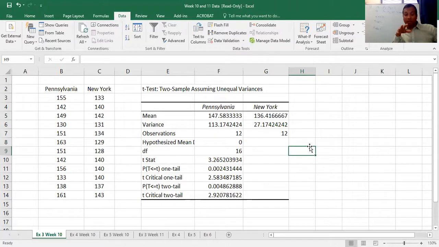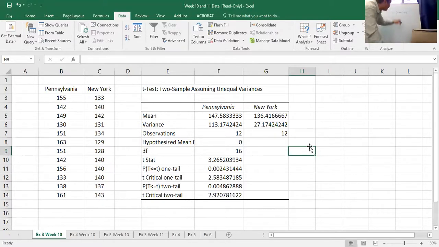Although we do all these things manually and it involves lots of calculation, you see here the degree of freedom is 16, which is lower than 12 plus 12, or 24. If you had applied the manual way of calculating the T stat, you would have got 3.26. So what is the T value you are getting here? The T stat is coming 3.26.